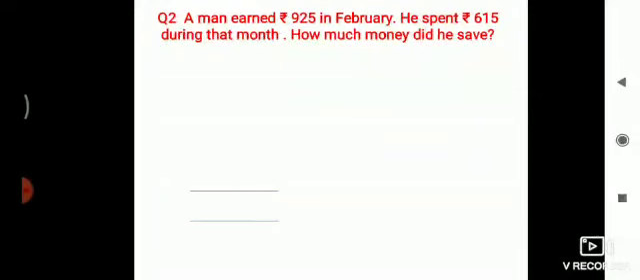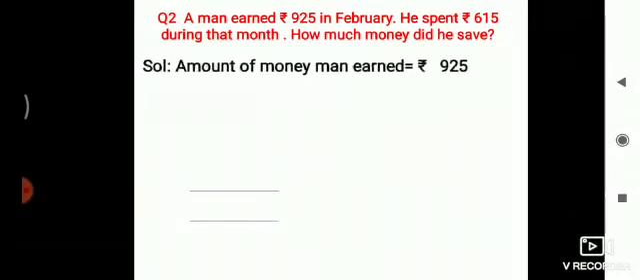Now, question number 2. A man earned rupees 925 in February. He spent rupees 615 during that month. How much money did he save? Here it is given that the man earned rupees 925 and spent rupees 615. We have to find out how much money he saved. In order to find out the amount of money he saved, we have to subtract the amount spent from the amount earned. Let's see the statements first.